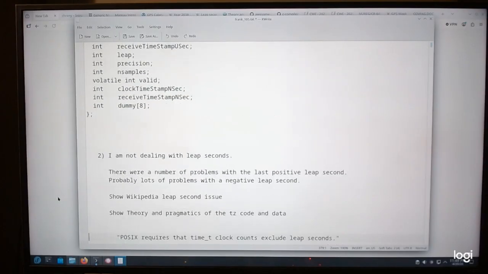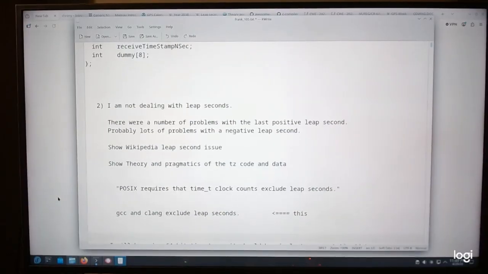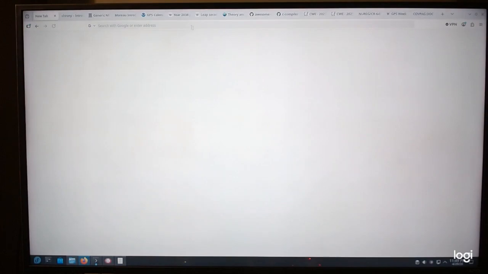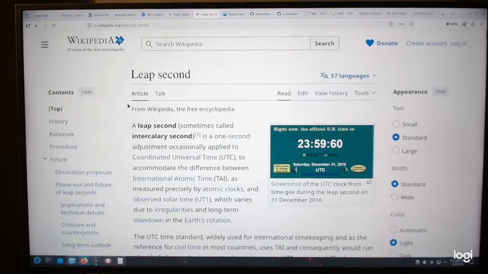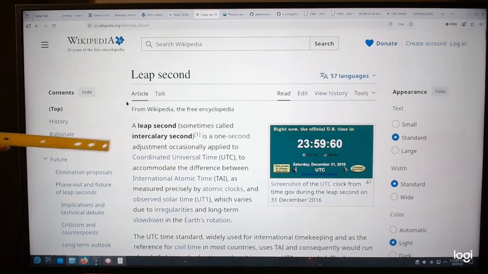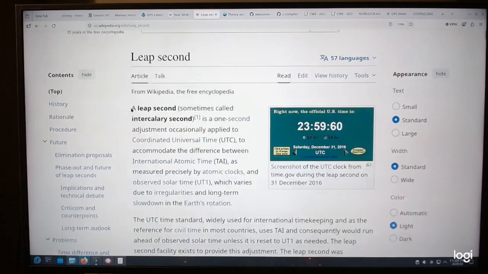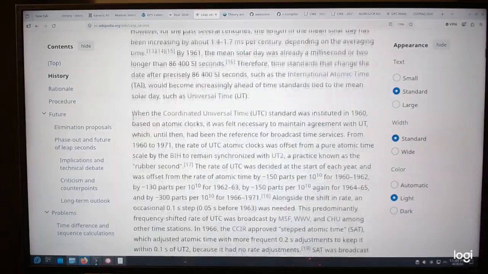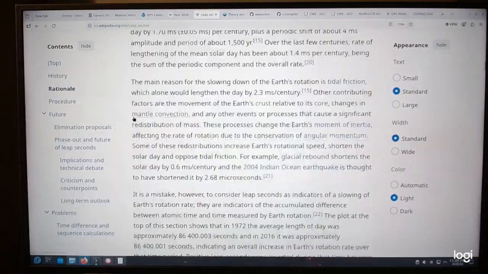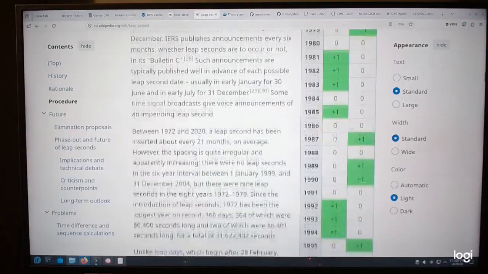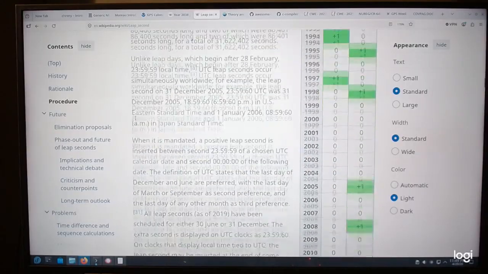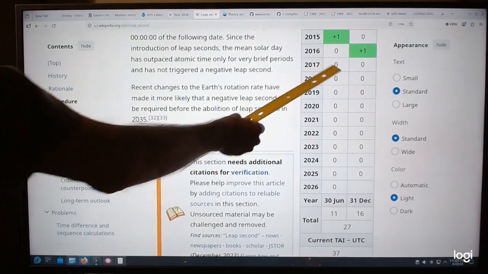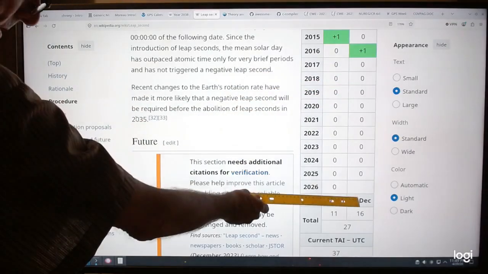Now for leap seconds, kind of the same thing. If you go to the leap second page in Wikipedia, there's a whole bunch of things wrong going on with leap seconds. Let me just show you this right quickly. These are the leap seconds. I want to bring this to your attention: there have been no leap seconds for almost 10 years.